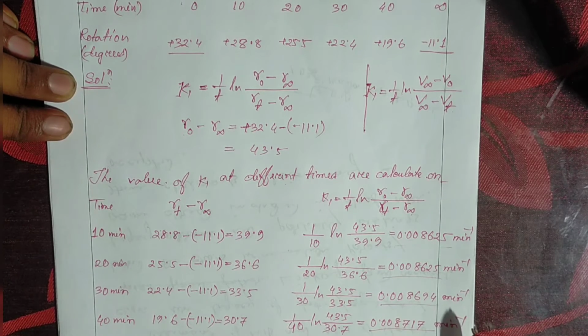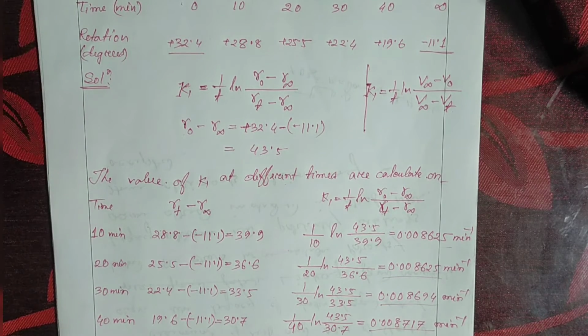So as you can see, these four values of the rate constant k1 are almost the same as each other. So it is shown that the inversion of sucrose is a first order reaction.